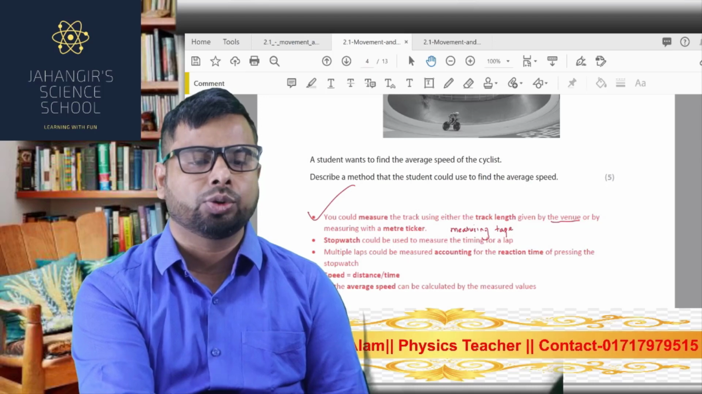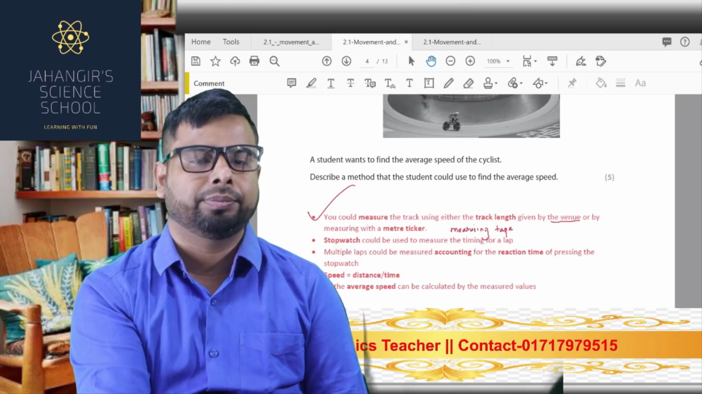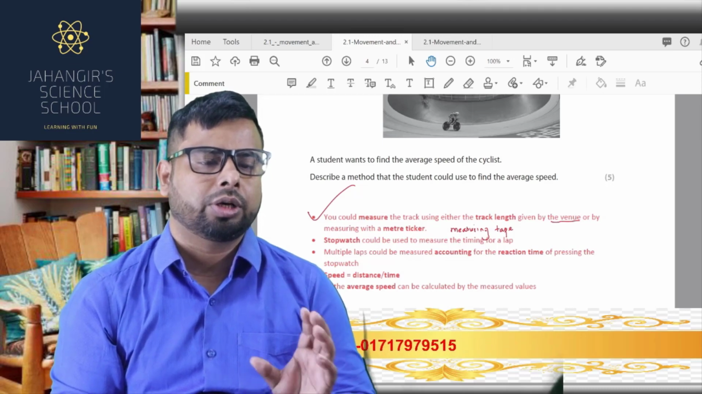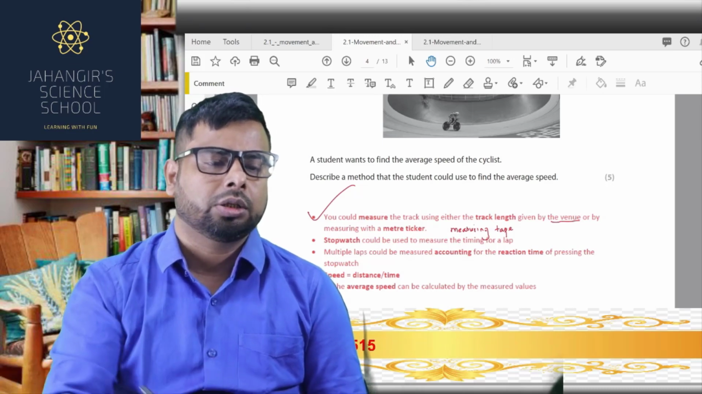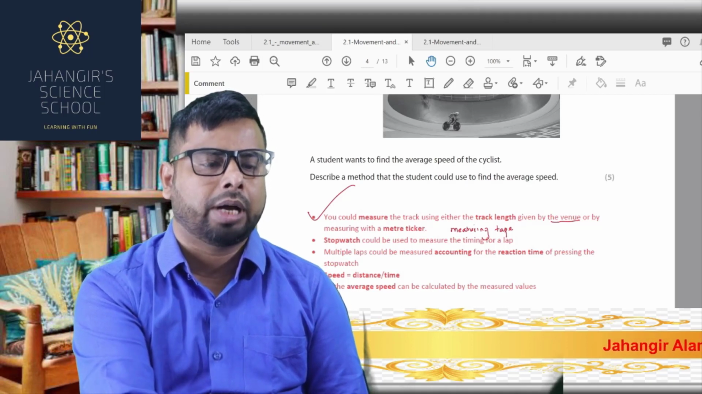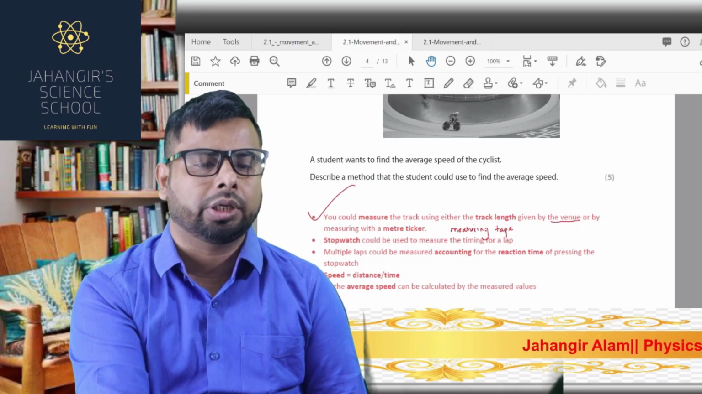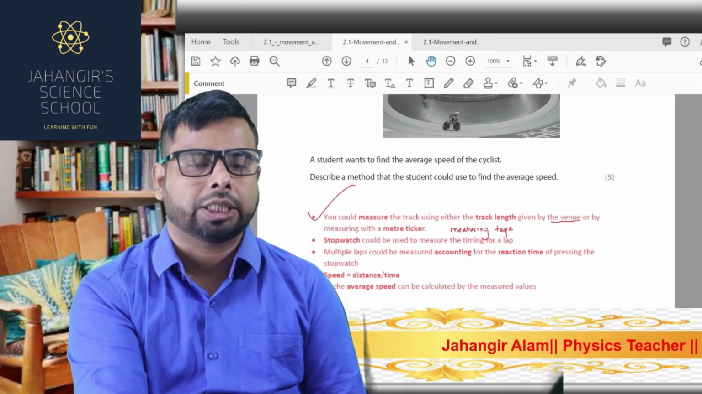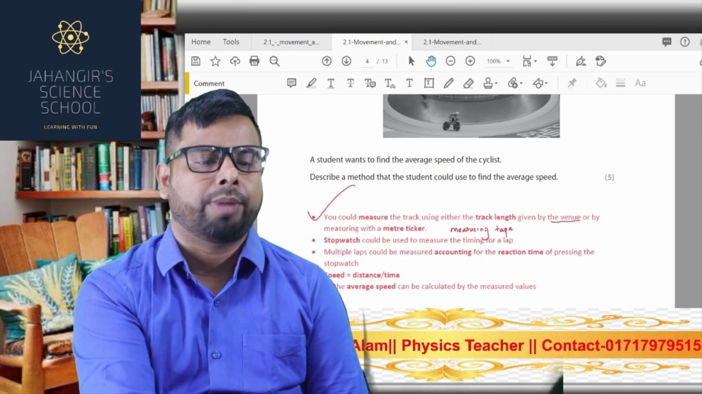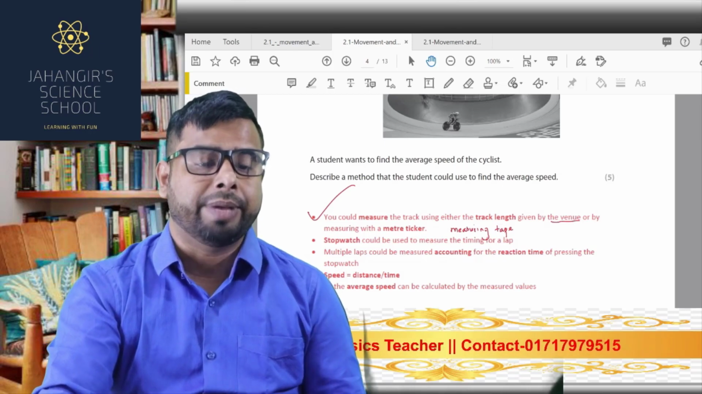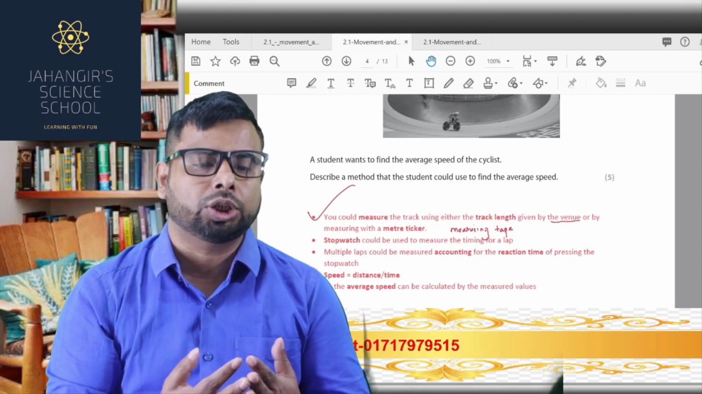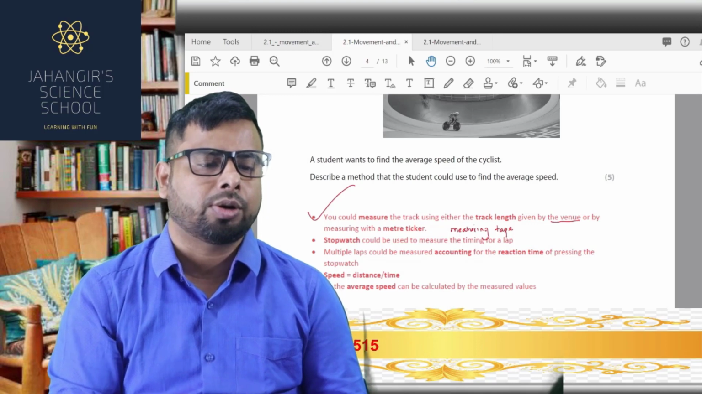A stopwatch could be used to measure the timing for a lap. So the student could use the stopwatch to measure the timing for a lap. Multiple laps could be measured, accounting for the reaction time of pressing the stopwatch.